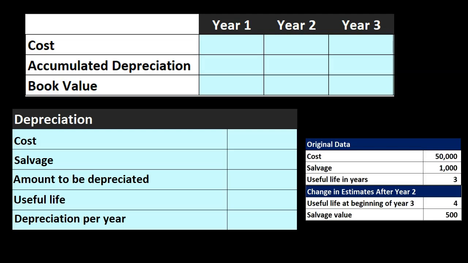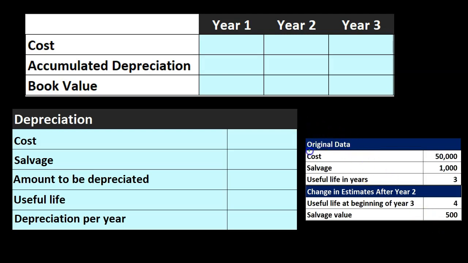Let's take a look at this with an example. So here's going to be our data down here. We've got the cost of property, plant, and equipment at $50,000, salvage value $1,000, useful life starting at 3 years. Then at the end of year 2, at the beginning of year 3, we think the useful life at that point has 4 more years to go. So that's a change in estimate, and we believe the salvage value is going to change from 1,000 to 500 as that change takes place.